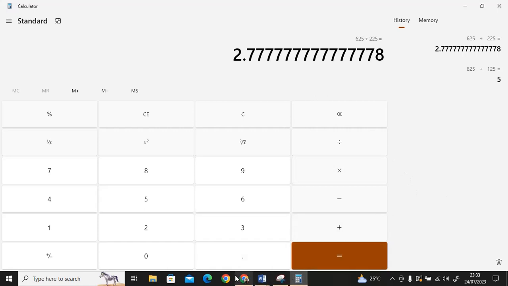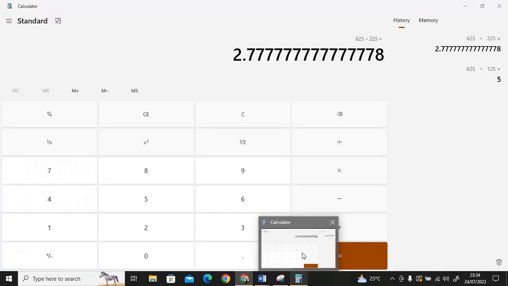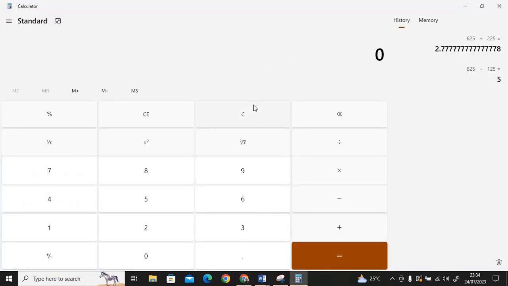Now what I'll do here to make things easier for us is that I can multiply this 196 times 225, then divide it by 625. Let's do that. So you can have it like this: 196 times 225, divided by 625.